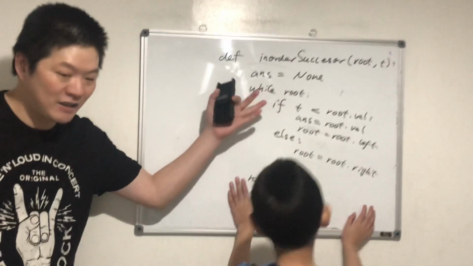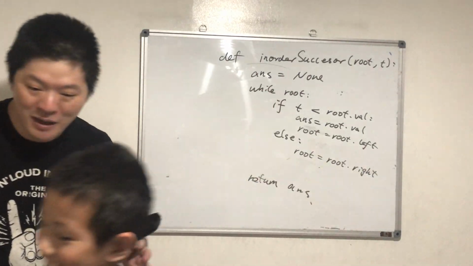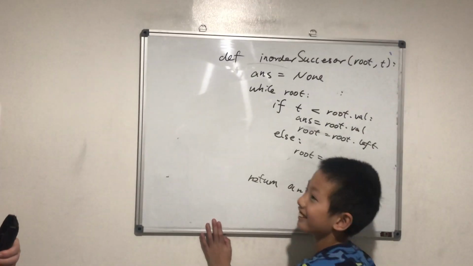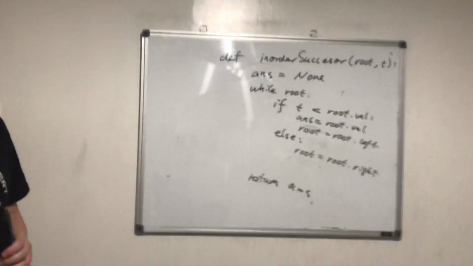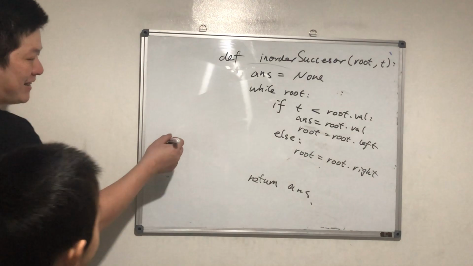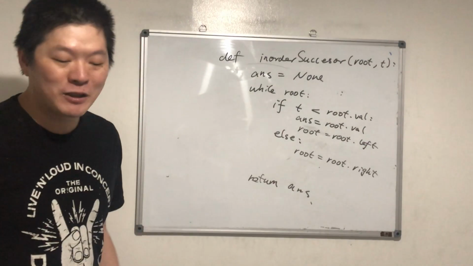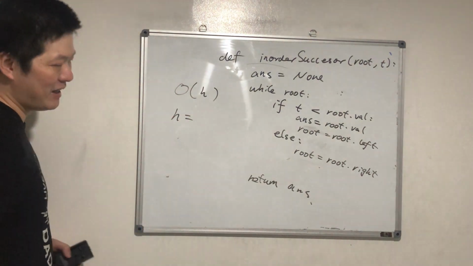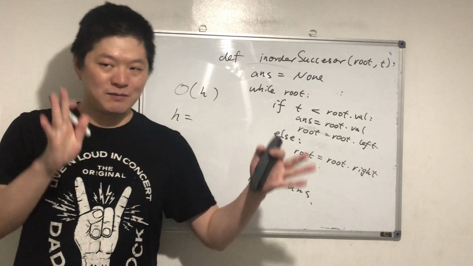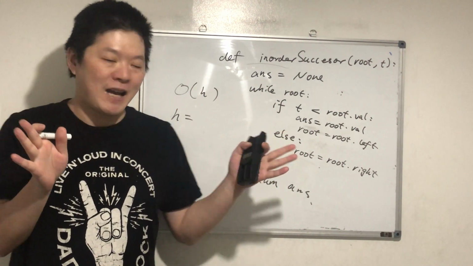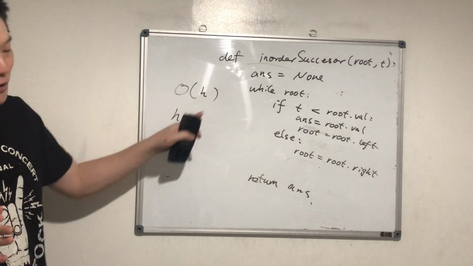Okay, you see, this is shorter, right? Compared to the previous one, the depth of search. Remember? What's the time complexity? O of h. What's h? Height, yes, well done. If it's a highly balanced search tree, what's h? O of h, where h is the height.